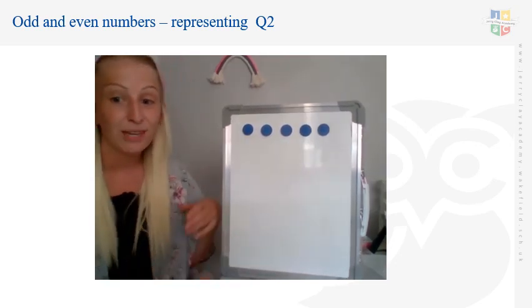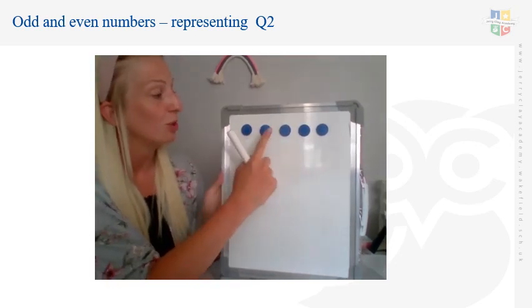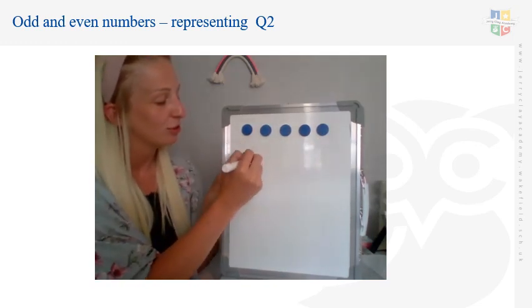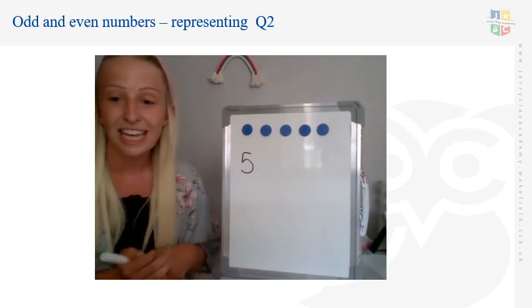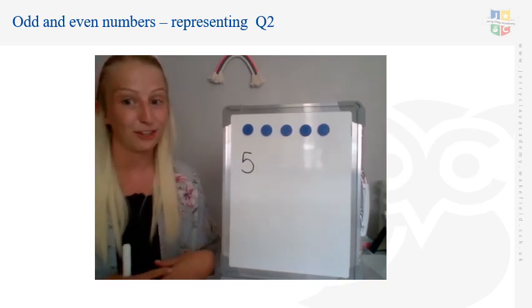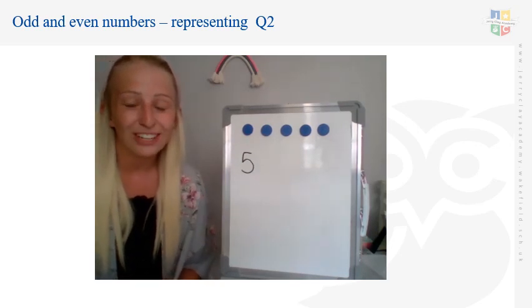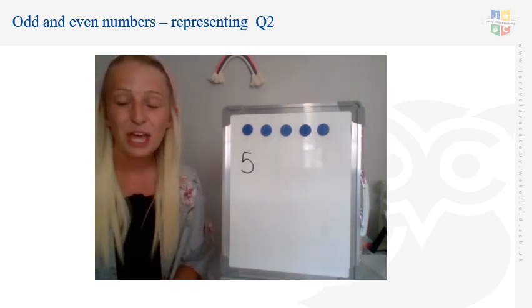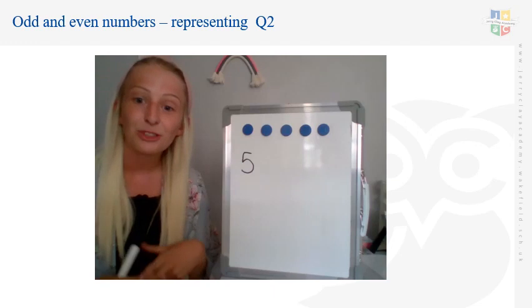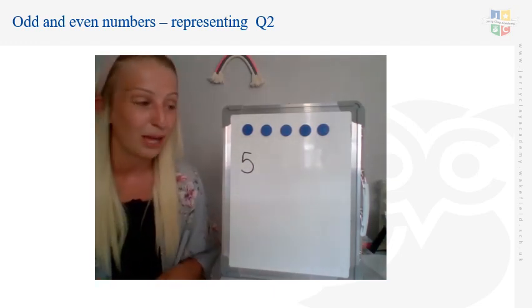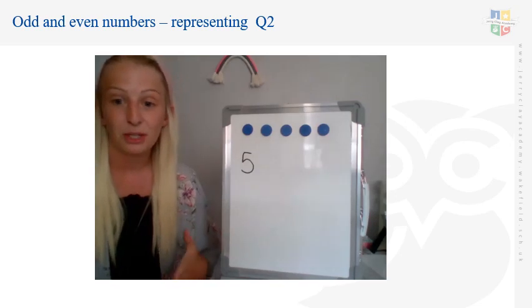So this time I've made a different number. I've made the number 1, 2, 3, 4, 5. Going to write that number down just so I don't forget. So we need to see if 5 is an odd or even number. And again, you might already know if 5 is odd or even, but it's really important that we know how to show our working out and how to represent if it's an odd or even number by showing if it's a multiple of 2 or not.